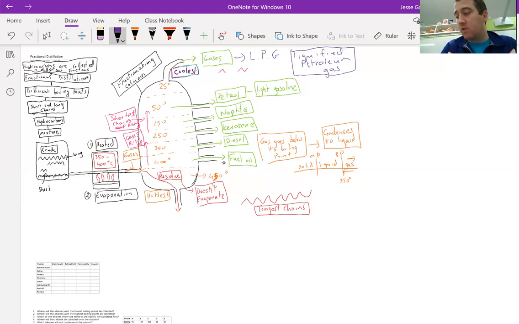So you guys do need to know the names of the fractions, and you do need to know what they are used for. Now, I haven't really explained what they are used for yet, okay? So I'm going to have to rub out some of this stuff.